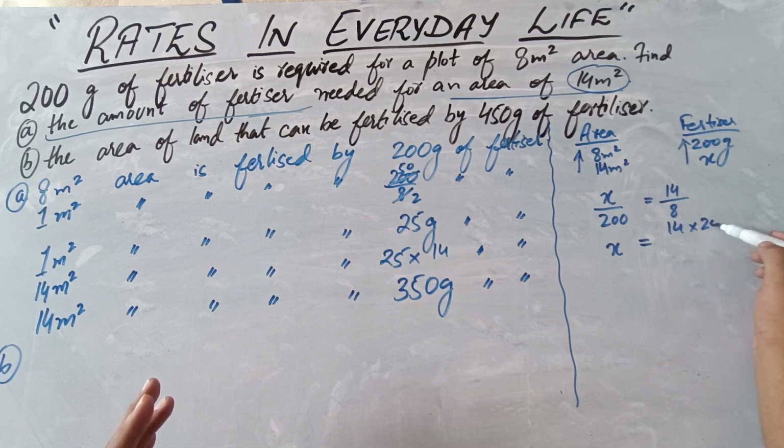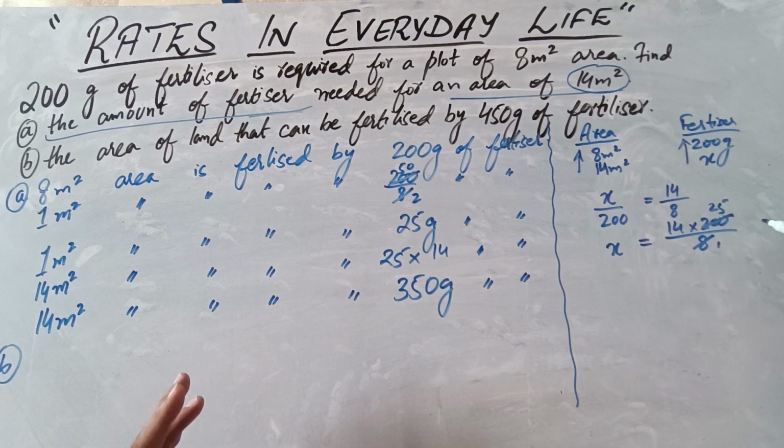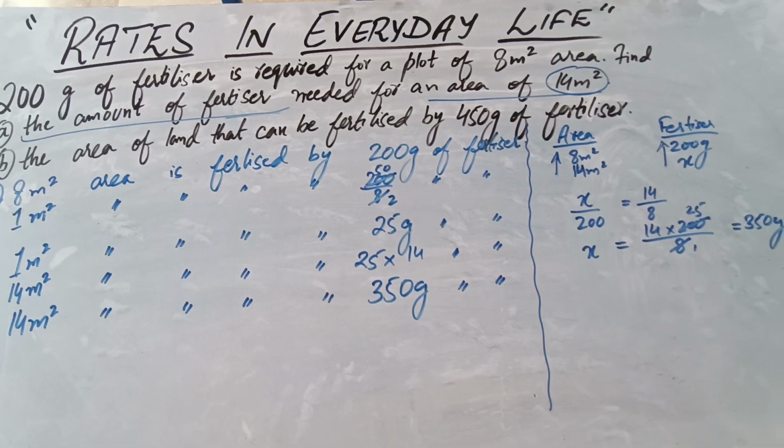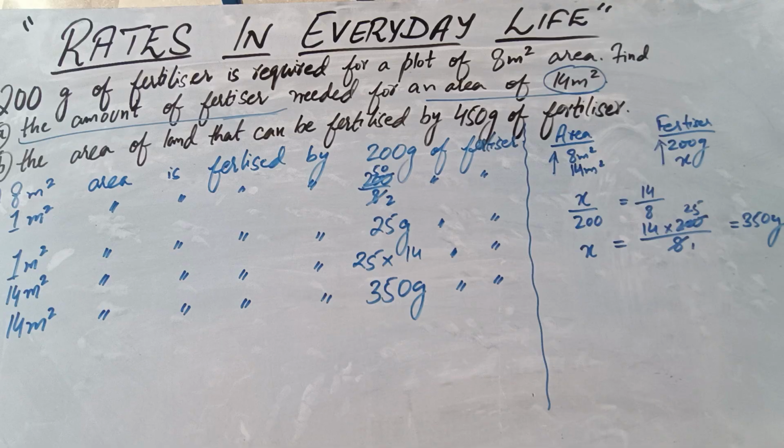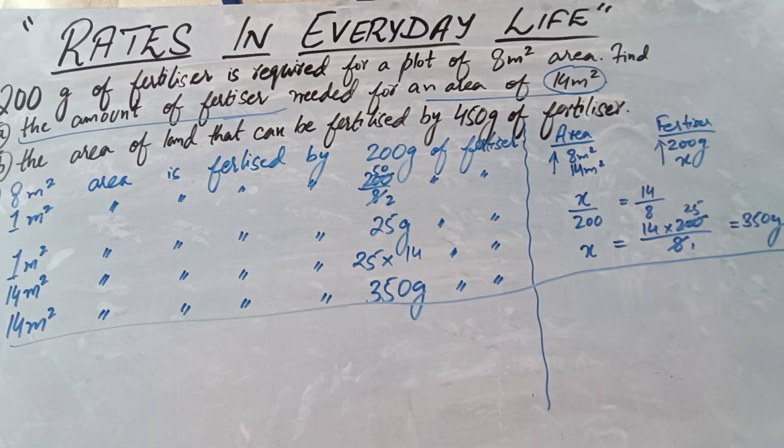Now to find the value of X, X is equal to 40 multiplied by 200 divided by 8. This gives us the same answer again. 8 ones are 8, 25 times, so 350 grams of fertilizer is needed. So this is another way to find the same solution of the first part.